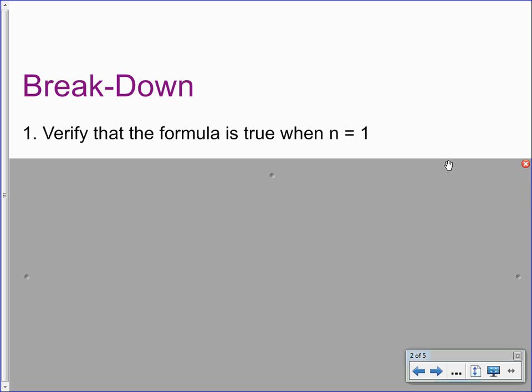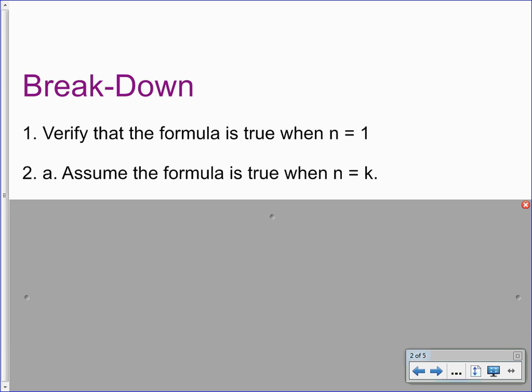Then we're going to assume the formula is true when n equals k. Okay, so you're actually going to write the word assume. Basically, you're just going to plug in k. You're going to write the word assume, plug in k. And then we're going to show with our algebra that k plus 1 is true. And if that works out, then we can say it's all true. So we have to assume it to write the proof.